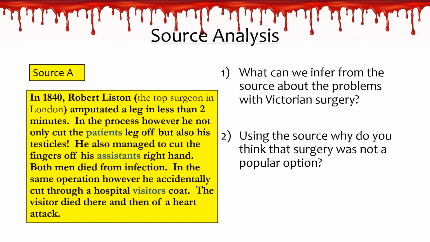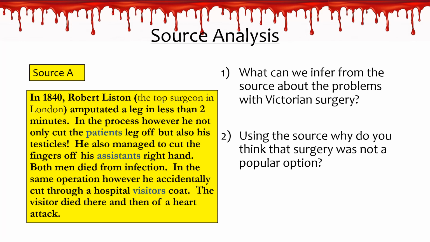So some of the questions that we might ask could be things like, what can we infer from the source about the problems with Victorian surgery? What can we infer just means what can we guess from the source about the problems with Victorian surgery? And also, using this source, why do we think that surgery was not a popular option? So again, it might be worth pausing the recording and seeing if you can have a think about some answers to those particular questions.